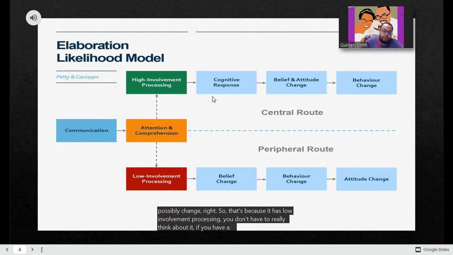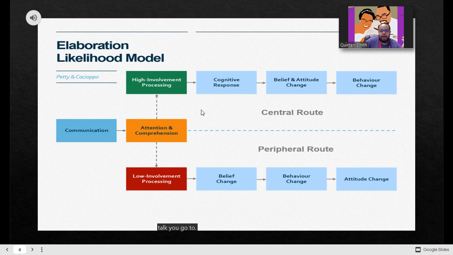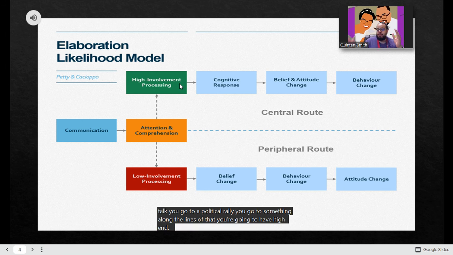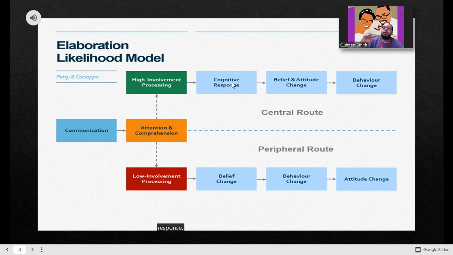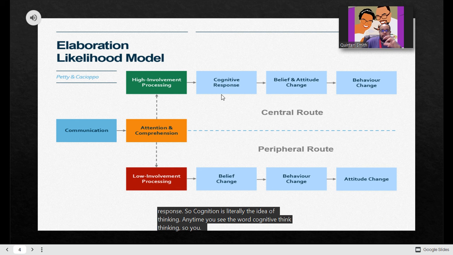If you have a high involvement processing, like you go to a TED Talk, you go to a political rally, you go to something along the lines of that, you're going to have high involvement processing. That means your brain's going to be working harder to really try to think about what's happening because it's testing your cognitive response. So cognition is literally the idea of thinking. Anytime you see the word cognitive, think thinking. So you are thinking about what is being said. So you're having the central route, the high involvement processing.